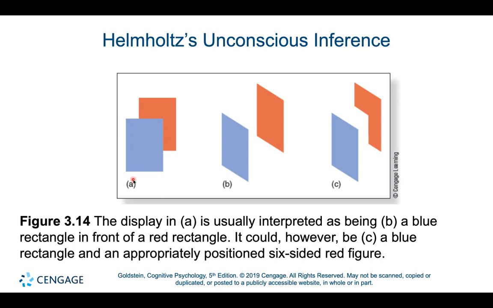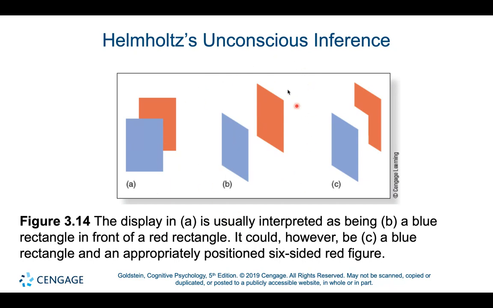Given your past experience, it is more likely that B is the case than C, right? So your brain is trying to figure out what is out there in the world. Here's the retinal image. I need to interpret it, and your brain is going to be much more likely to interpret it as B, which is a blue rectangle in the foreground that is occluding a part of an orange, or red, rectangle that's behind it. The blue rectangle is covering up part of the orange or red rectangle.